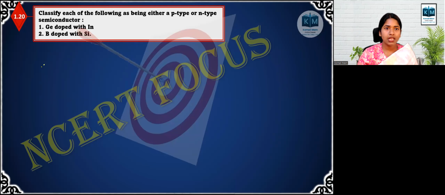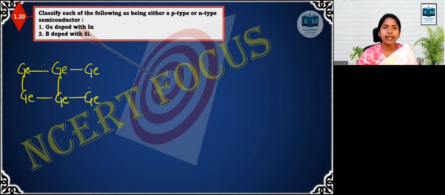Germanium, I want to write it like this. Carbon, silicon, germanium are the 14th group, so it will have 4 electrons in the valency shell, like this.